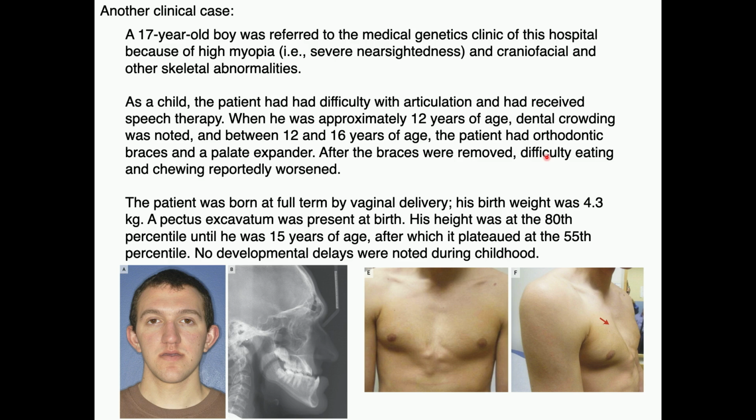Okay. So we had severe nearsightedness, abnormalities in the skeleton, so kind of a protruding chin, and then he had the pectus excavatum, or that kind of sunken chest phenomenon. What are your impressions?